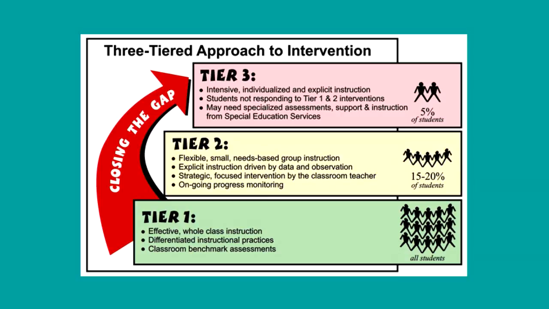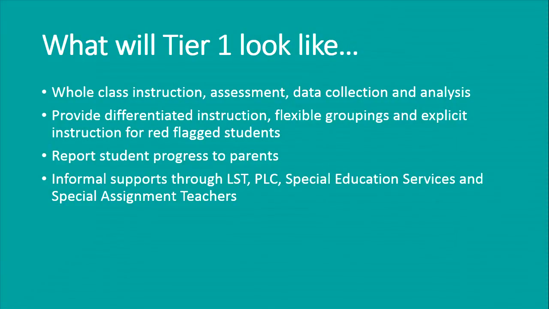Tier 2 is flexible, needs-based small group instruction. These strategies will be successful for 15 to 20% of your students. Tier 3 is intensive, individualized, and explicit instruction. This will be the case for 5% of your students. Tier 1 is where the process begins. Strategies used in this tier are effective whole classroom instruction, differentiated instructional practices, and classroom benchmark assessments.